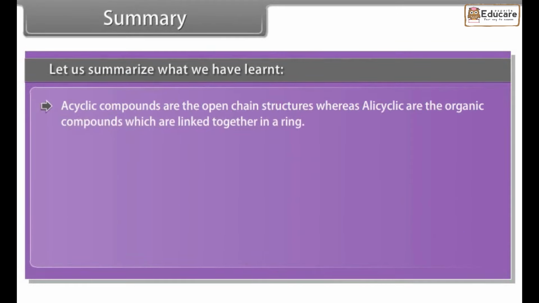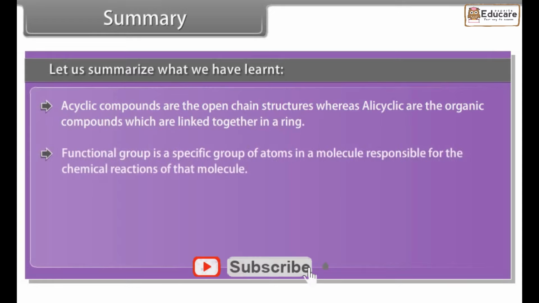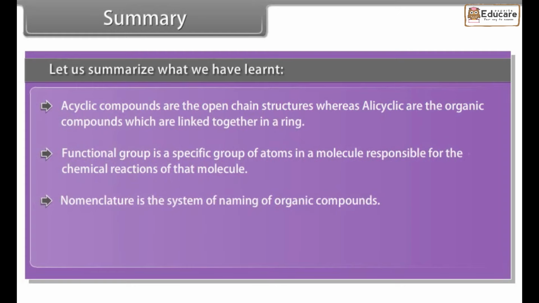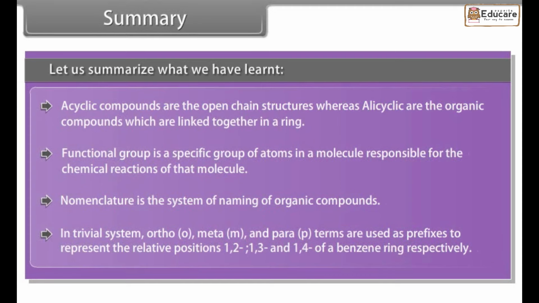Acyclic compounds are the open chain structures, whereas alicyclic compounds are the organic compounds which are linked together in a ring. Functional group is a specific group of atoms in a molecule responsible for the chemical reactions of that molecule. Nomenclature is the system of naming of organic compounds. In the trivial system, ortho, meta, and para terms are used as prefixes to represent the relative positions 1,2, 1,3, and 1,4 of a benzene ring respectively.